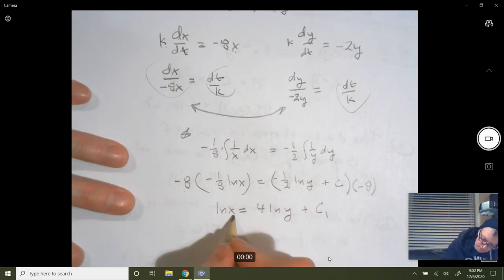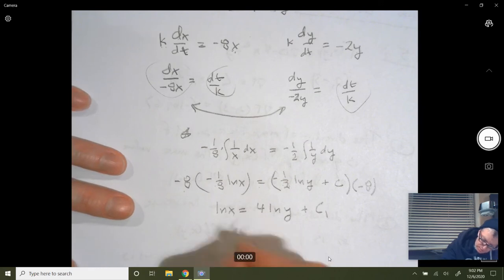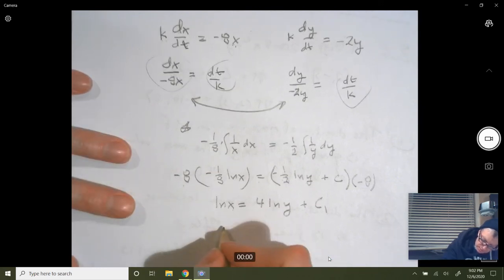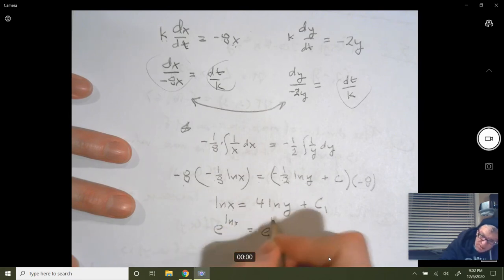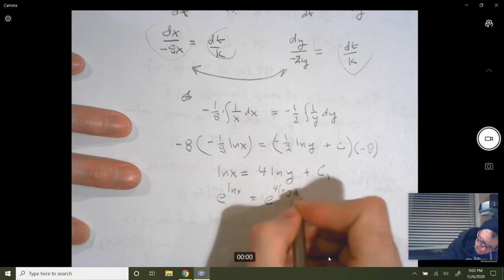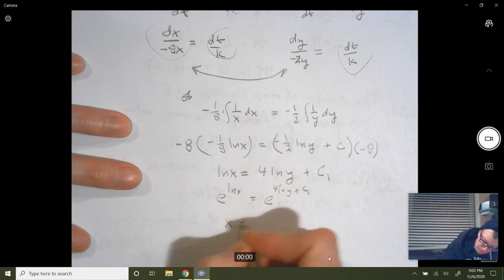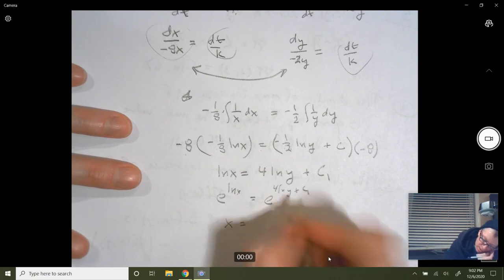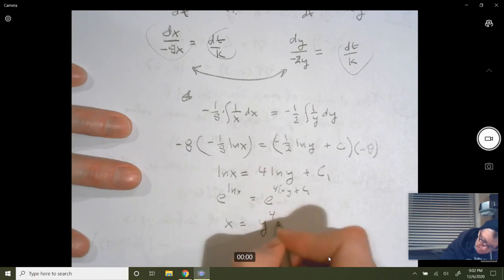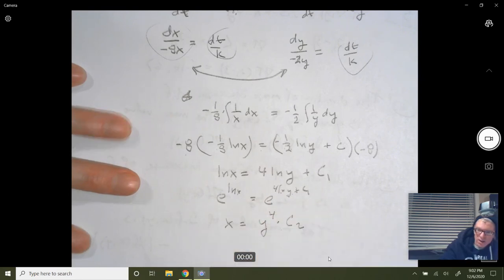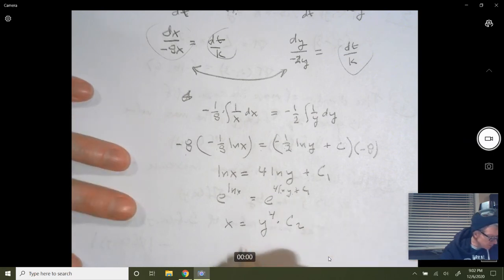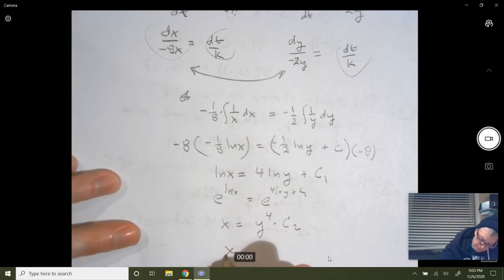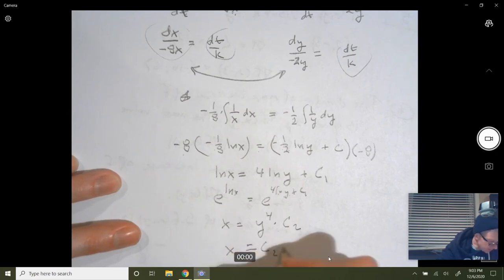Okay, so what do we want to do? So e, let's raise e to the left side. Ln x equals e to the right side, 4 ln y plus c1. So that's going to be x equals e to the 4 ln y. So that's going to be ln y to the fourth. So that's going to be y to the fourth times e to the c1. So let's just call it c2. And we basically get x equals c2 y to the fourth.